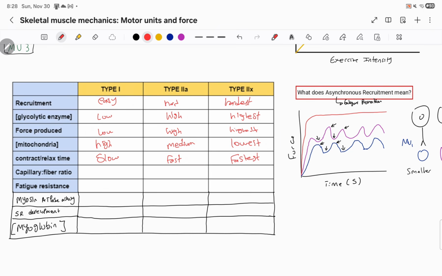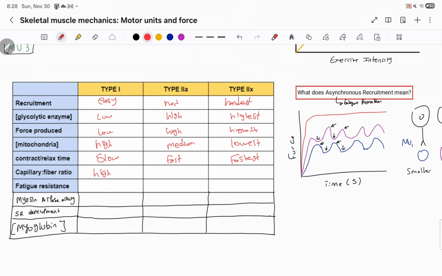Either way, type 1 fibers, think about this. What would their capillary to fiber ratio be, high or low? Well, they are slow oxidative. They have a lot of mitochondria, which means they require lots of oxygen. Oxygen comes from the blood, so they require a high capillary to fiber ratio. And that's true, okay? So, high capillary to fiber ratio.